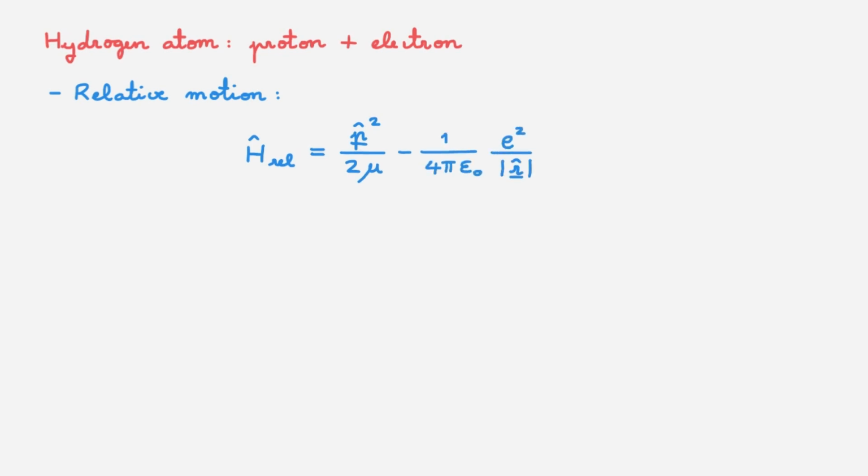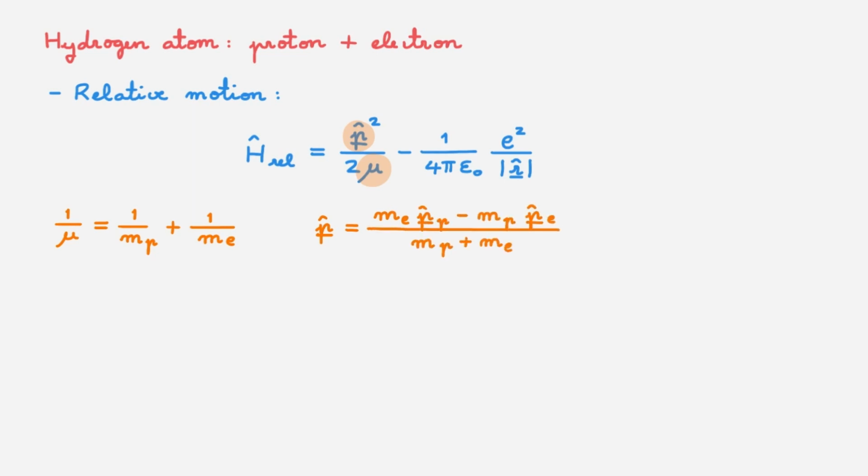For the full details about this relative Hamiltonian, check out the introductory video on the hydrogen atom. But in short, mu here is the reduced mass of the system and is related to the individual masses of the proton and electron by this equation. P here is the relative momentum, given by this expression in terms of the individual momenta of the proton and electron. And R here is the relative position, given by the distance between the proton and electron positions.